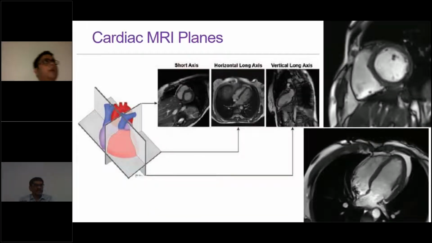Let's see how we acquire the common MRI planes. One of the most common planes we acquire is the short axis plane. In the short axis plane, the slice is cut perpendicular to the interventricular septum, and this will give rise to this image. In the short axis image, the right ventricle lies anteriorly, a triangular shaped structure, and the left ventricle is situated posteriorly. This is the horizontal long axis view, in which you see the right ventricle is an anteriorly located structure on the right side with a relatively thin wall, and the left ventricle is located posteriorly and on the left side.